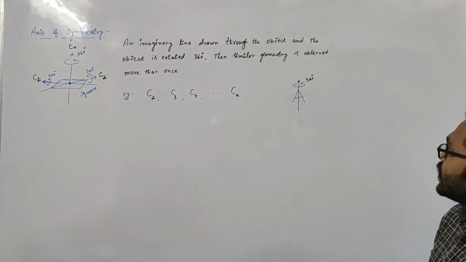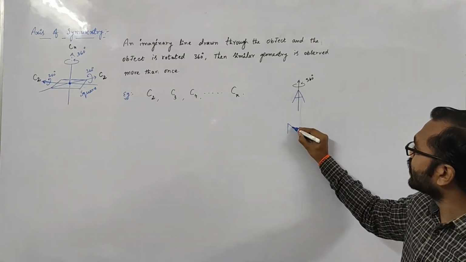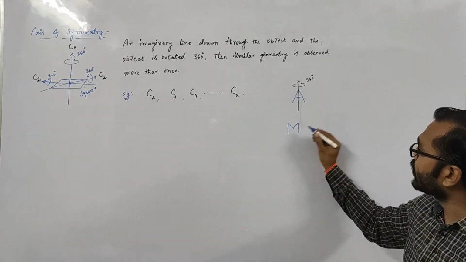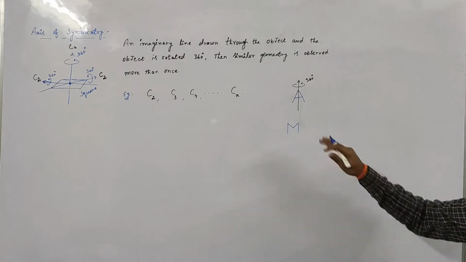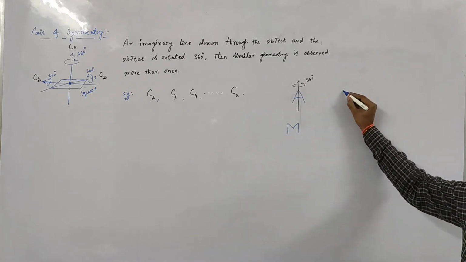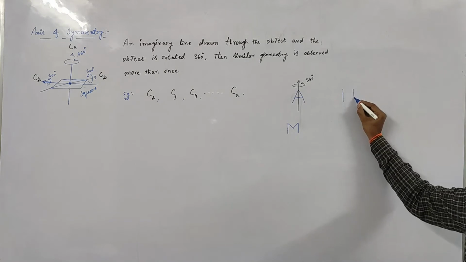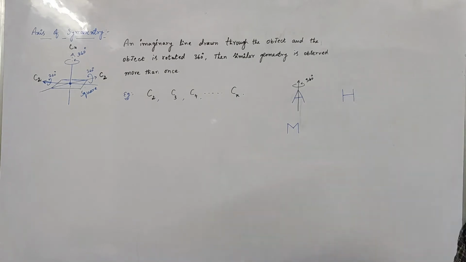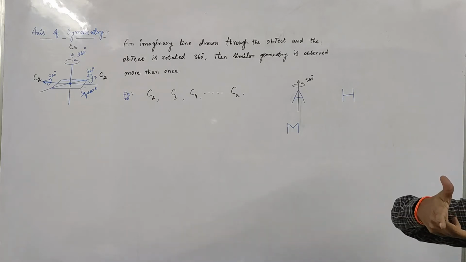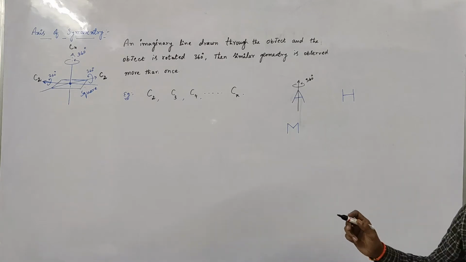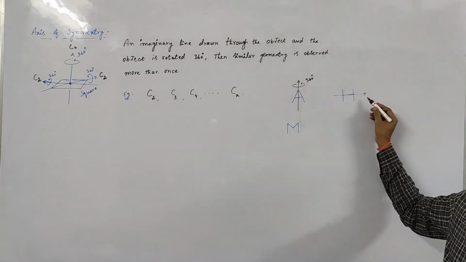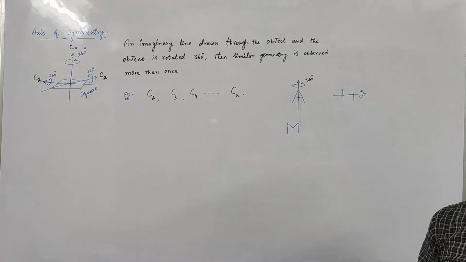If I consider the English letter M, what is that? Again, it also has a C2 axis of symmetry. If I take letter H, I pass an axis through it and rotate it, and I should get similar geometry. How do I pass the C2 again? I take the axis horizontal. So it is also having a C2 axis of symmetry.